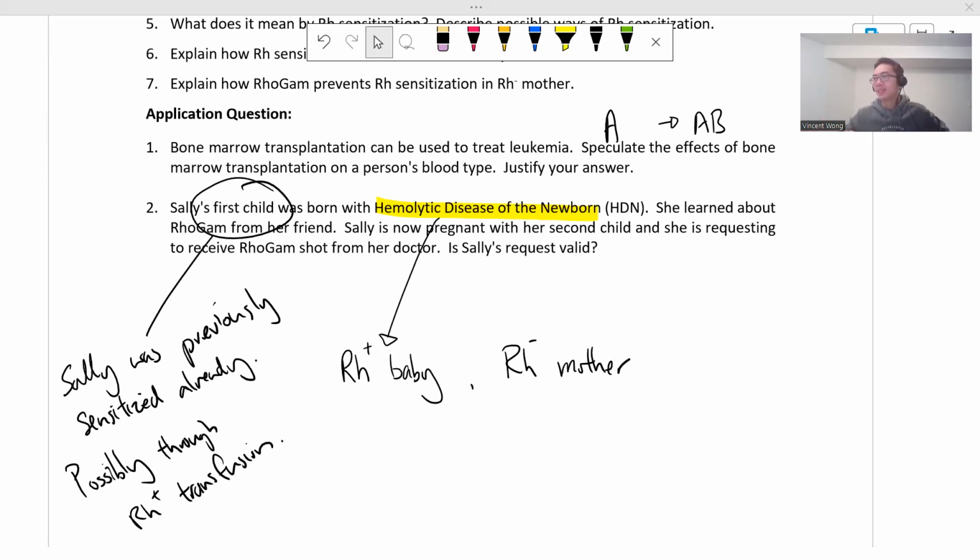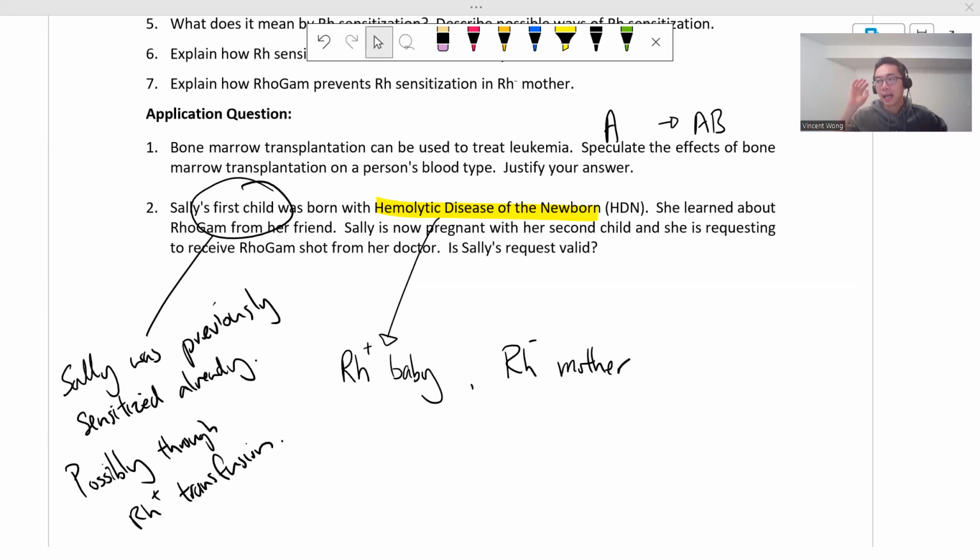Yes, Professor. When the question says the first child was born with HDN disease, it means the child has the disease? That's right. The child has the disease. The mother does not have the hemolytic disease. It's always the child that's having the problem, with the enlarged spleen, the anemia and the jaundice and everything, because her antibody, like Sally's antibody, is attacking the baby.